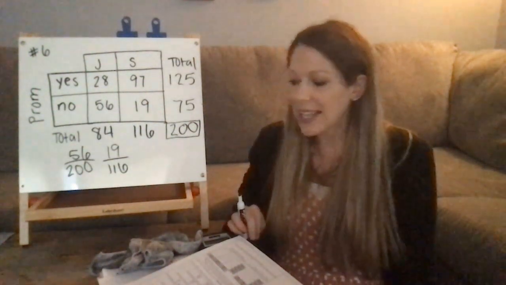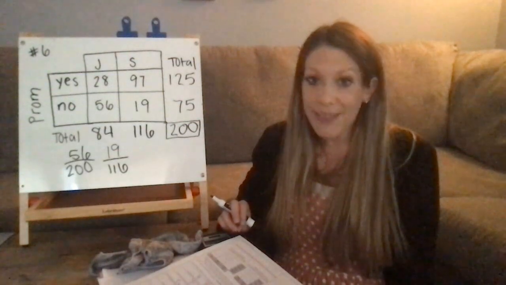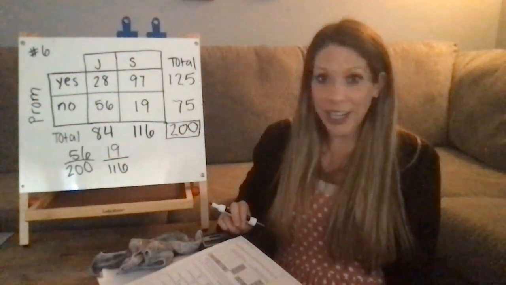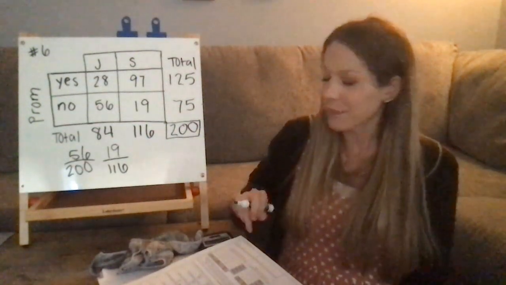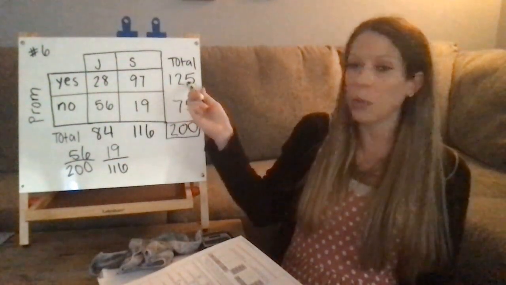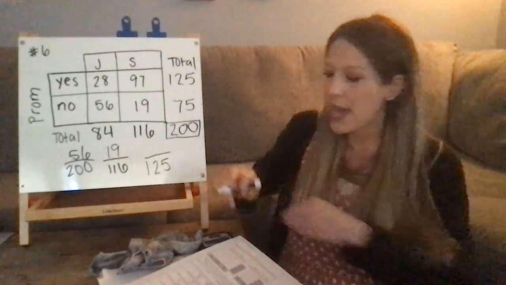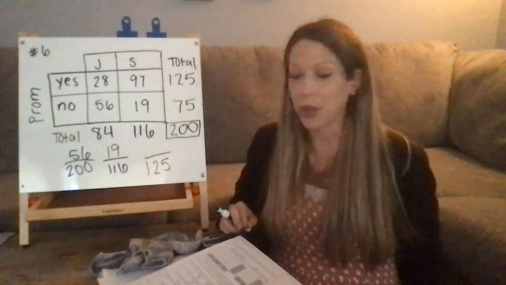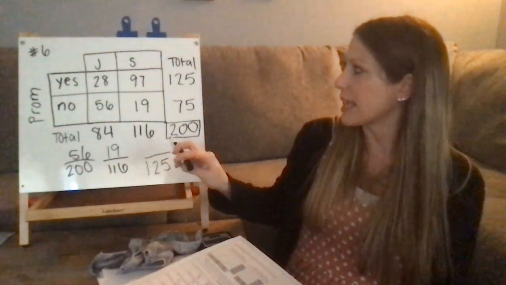Lastly, C. C says, what's the probability of randomly selecting a junior given that the student did attend prom? So again, we're only looking at the students that attended prom. We're not looking at our total amount of students surveyed here, just the ones that attended prom. So the number of students that attended prom total was 125. So that's our total. And we want to know what's the probability of those that attended prom of pulling out a junior. So juniors that attended prom were 28.